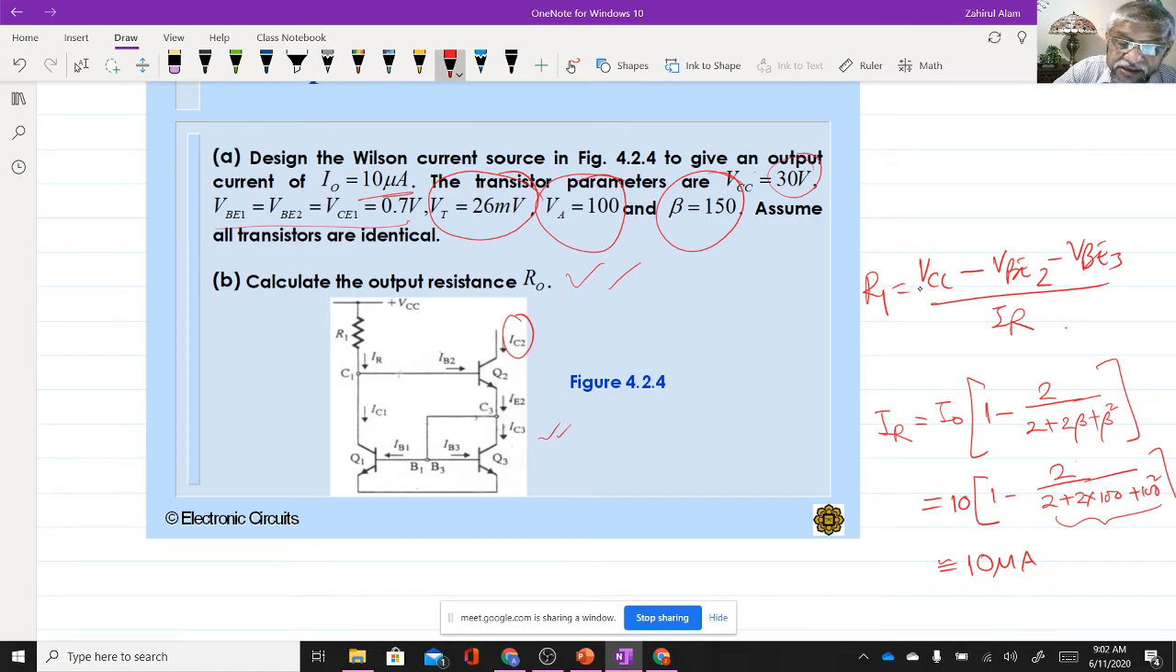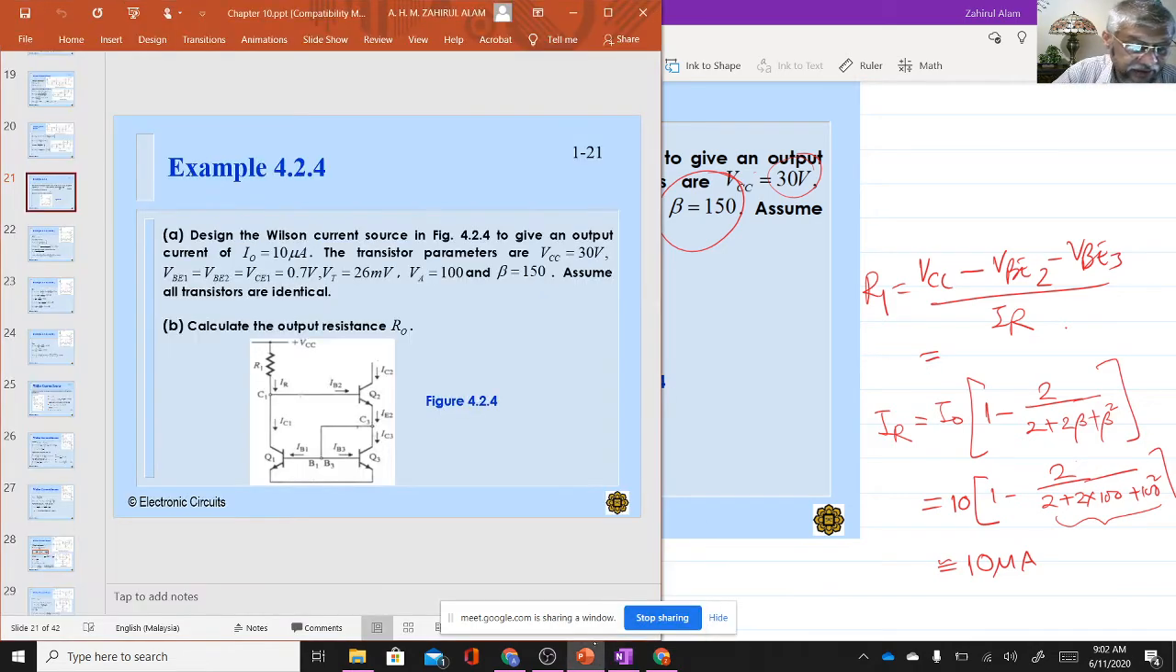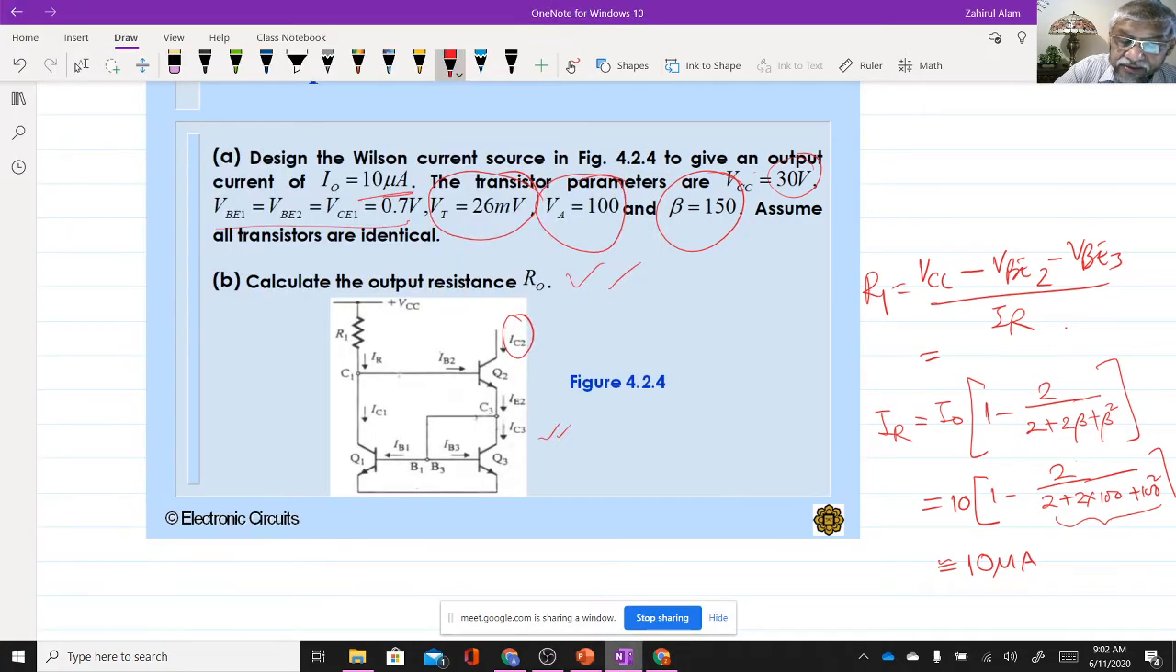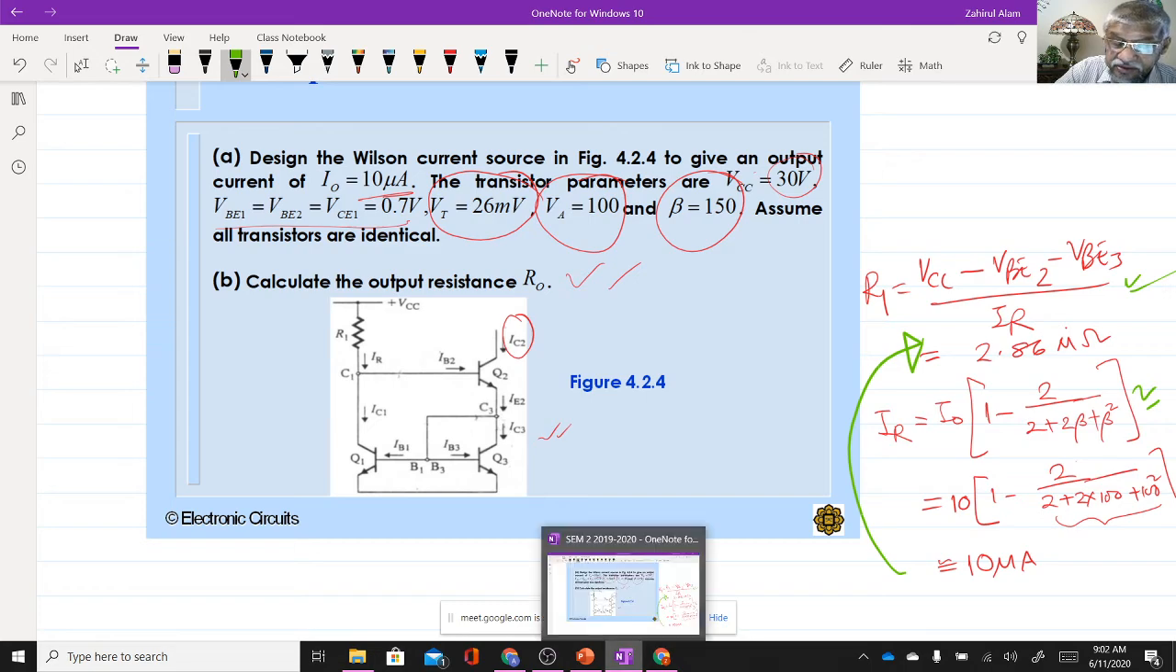Then if we substitute, we can find the value of this resistance. This is 2.86 megaohm after substituting this. So once we know these two relations, we can easily design this current source.